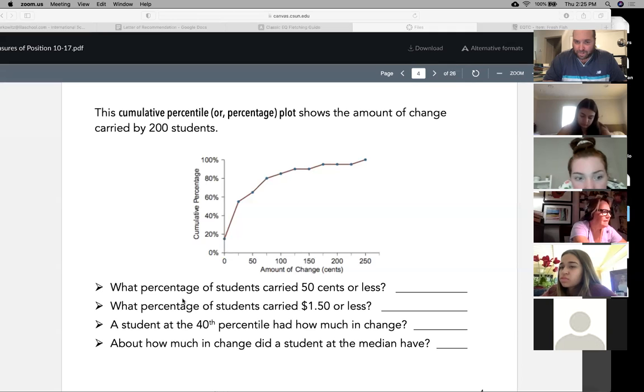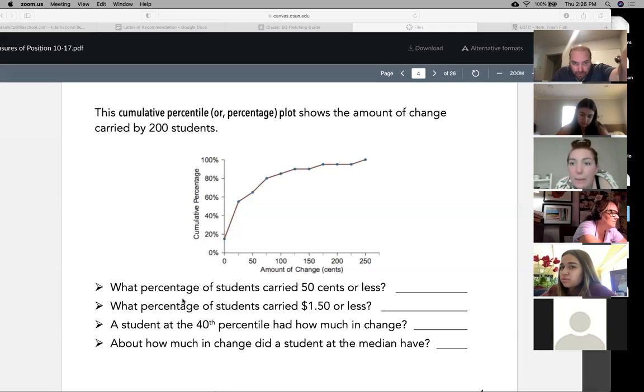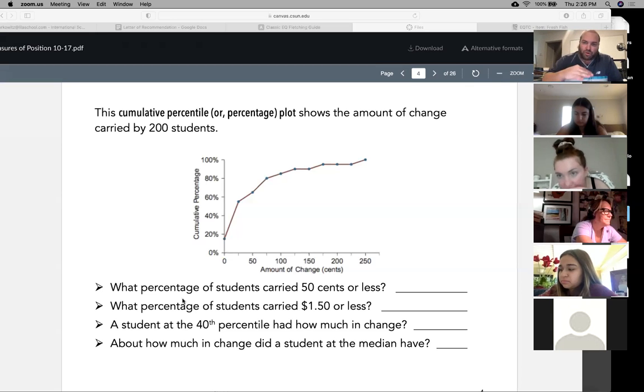How about $1.50 or less? About 80, 90, 89 or 88. Yeah, 90, something around there. Again, without a more accurate scale, you're not expected to know the exact value, but somewhere around 90%.